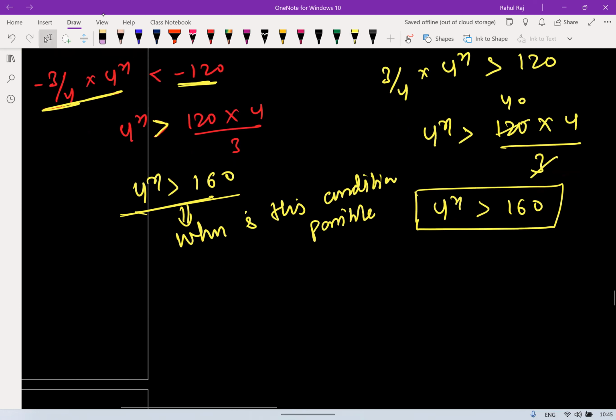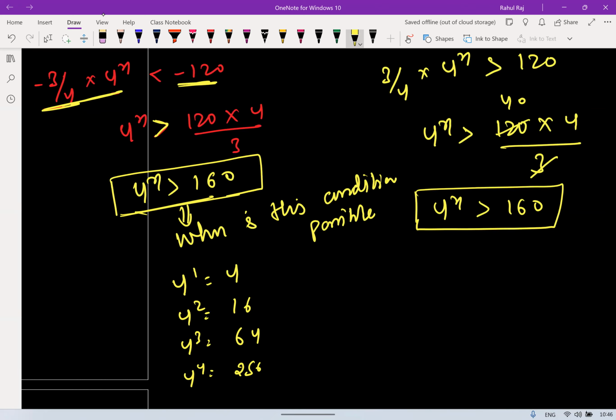It's simple. 4 to the power 1 is what? 4. 4 to the power 2, 16. 4 to the power 3, 64. And 4 to the power 4, 256. So x should be greater than 3 because it says 4 to the power x is greater than 160. It means x should be greater than 3, because if x is less than 3, you will not get greater than 160. Am I right?